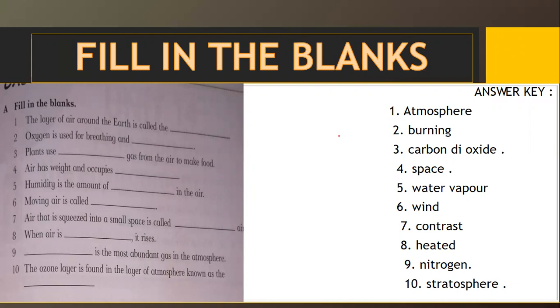Number 5. Humidity is the amount of water vapor in the air. Number 6. Moving air is called wind. Number 7. Air that is squeezed into a small space is called compressed air. Number 8. When air is heated, it rises. Number 9. Nitrogen is the most abundant gas in the atmosphere. Number 10. The ozone layer is found in the layer of atmosphere known as the stratosphere.